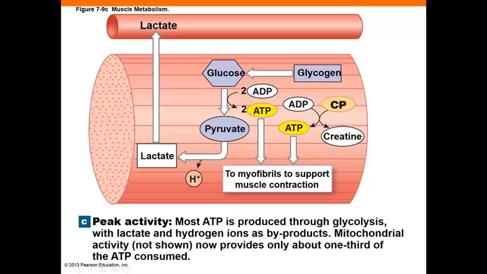Our glycogen is still going to be broken down. That's where we get our glucose from. That's our main source of energy. Glucose we turn into pyruvate, and we get 2 ATPs from that, but notice how there's no mitochondria involved anywhere in this picture. And so this pyruvate is turned into lactate or lactic acid, and we have to resort to using our creatine phosphates to keep up with the ATP demands at peak activity of that muscle fiber.